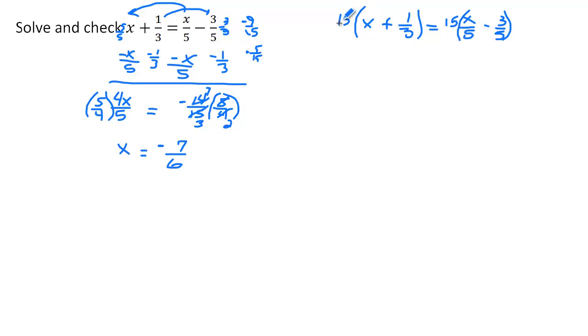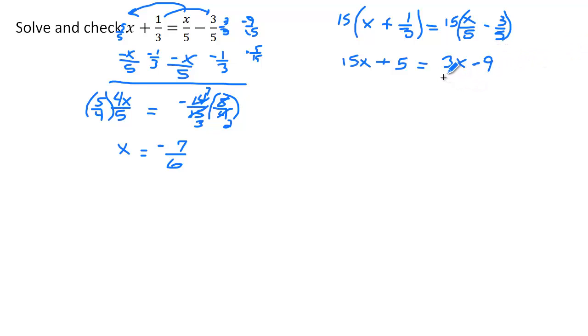So distributive property says to take 15 times x, and also to take 15 times a positive 1/3. 15 thirds reduces to 5. 15 times x over 5, again distributive property here, is going to become a 3x, because 15x over 5 reduces to 3x, and then 15 times a negative 3/5. 15 divided by 5 is 3. 3 times 3 is 9.